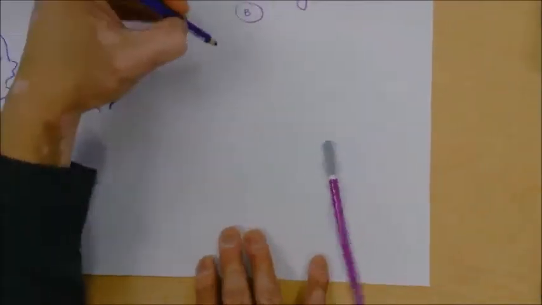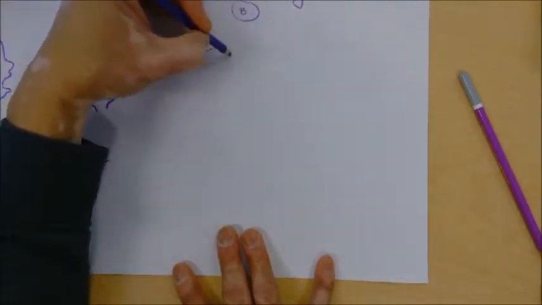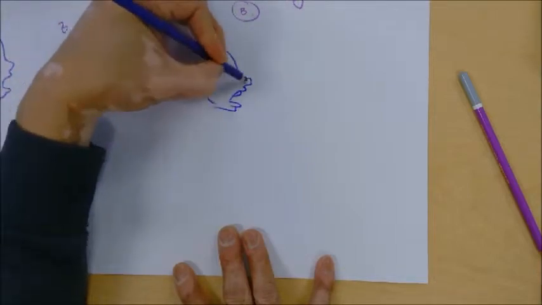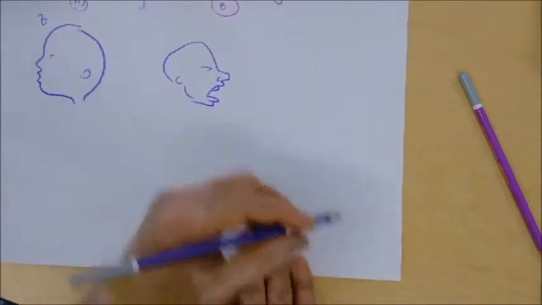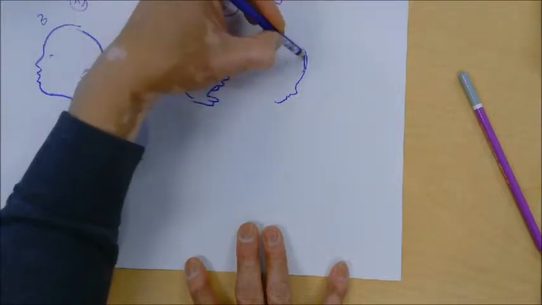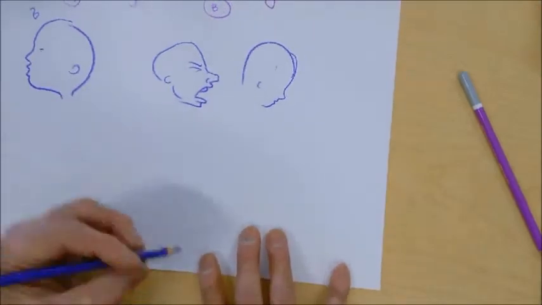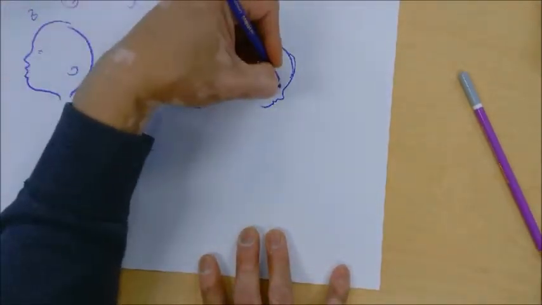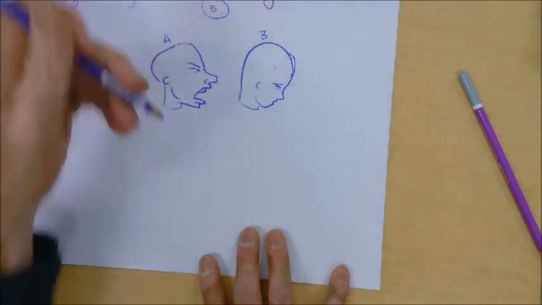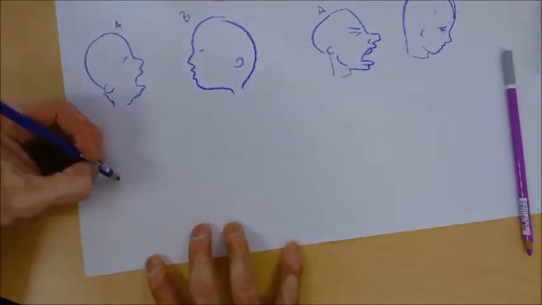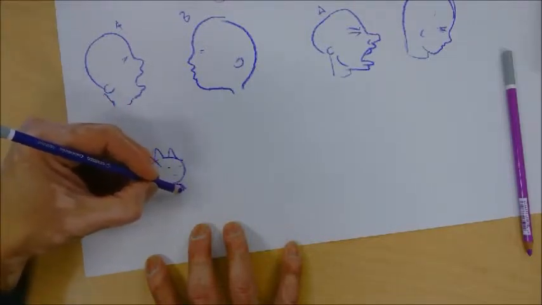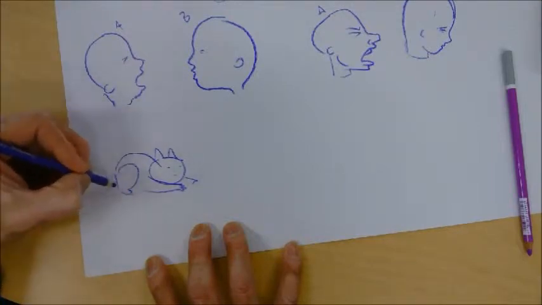You could have a sculpture yelling at another sculpture. So this is sculpture A, this is sculpture B. So sculpture A is yelling at sculpture B. You could have sculpture A about to interact sculpture B.